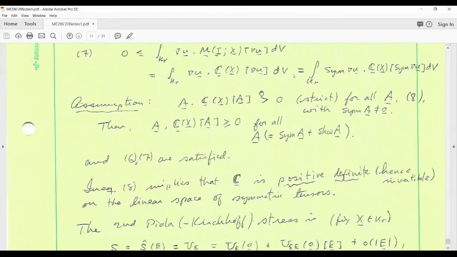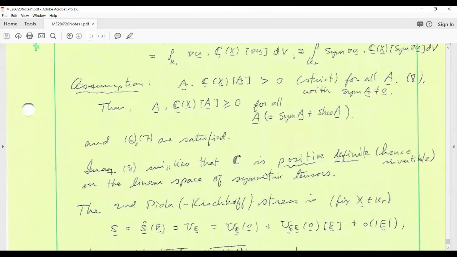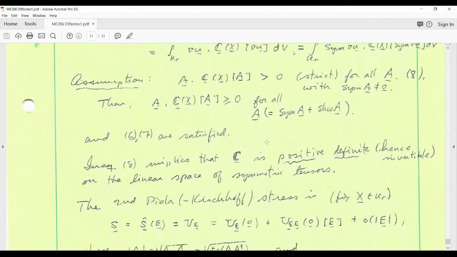And this inequality says that the fourth order tensor C is positive definite on the linear space of symmetric tensors. That's entirely analogous to saying a second order tensor is positive definite in the conventional sense on the space of ordinary vectors. You know from that context that such a tensor is invertible, and exactly the same idea pertains here. This assumption then implies that C is itself invertible, an invertible fourth order tensor.